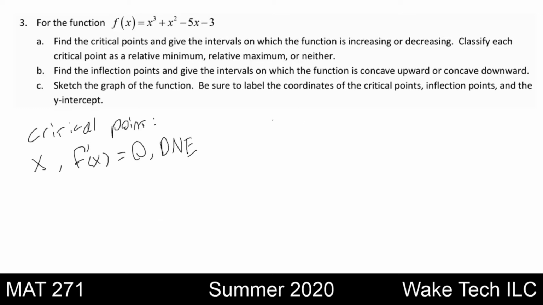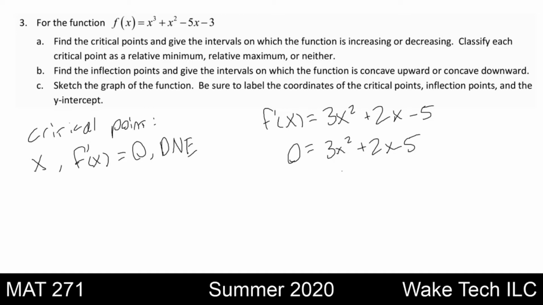Let's find out where those points are. We have f of x, so let's find f prime of x. Luckily, f of x is just a polynomial, so the derivative is a simple power rule derivative. That is 3x squared plus 2x minus 5. We need to find where this is equal to 0 first. So we set 3x squared plus 2x minus 5 equal to 0, and we can factor that. I believe that'll factor to (3x plus 5)(x minus 1).